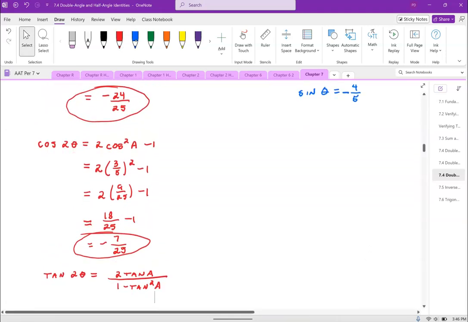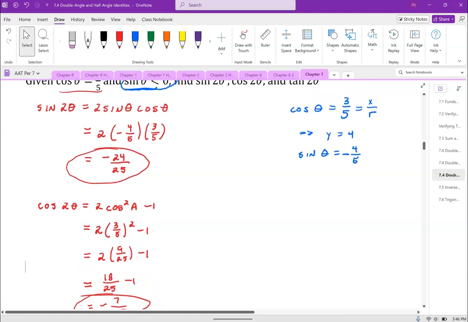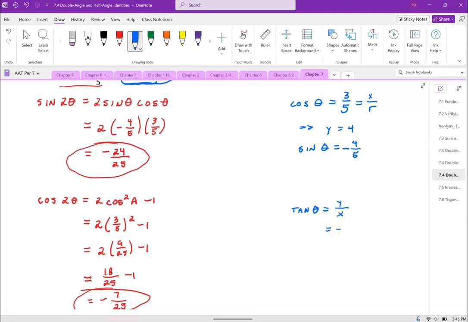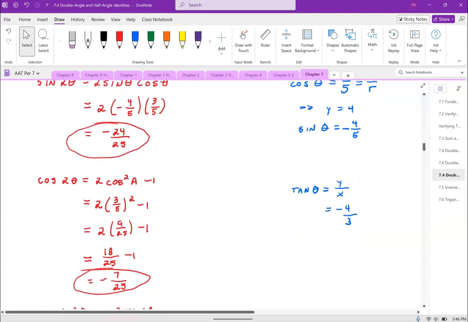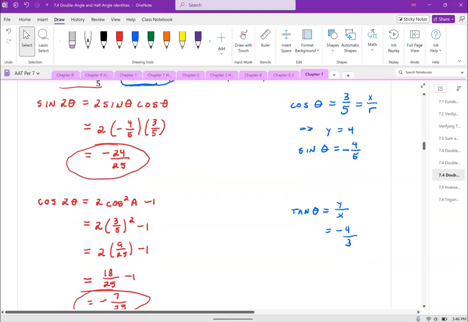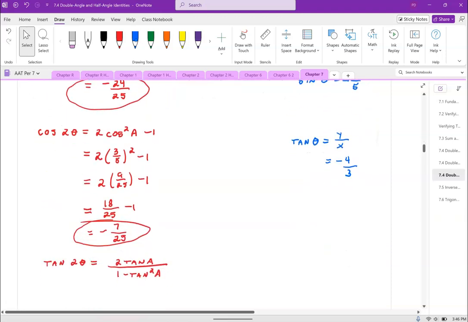If you think about this, we calculated stuff up here with sine and cosine, so we should be able to figure out tangent pretty quickly, because tangent of theta is really just y over x. You know that y is -4 and you know x is 3, so we should be able to get it pretty quickly.